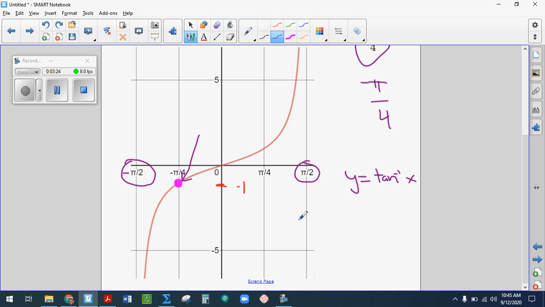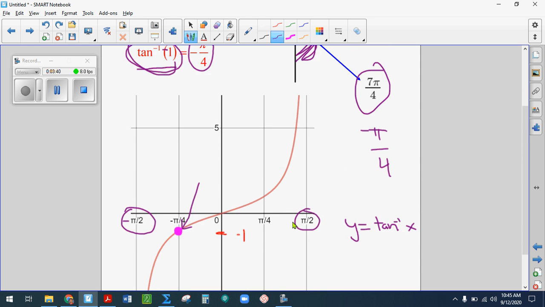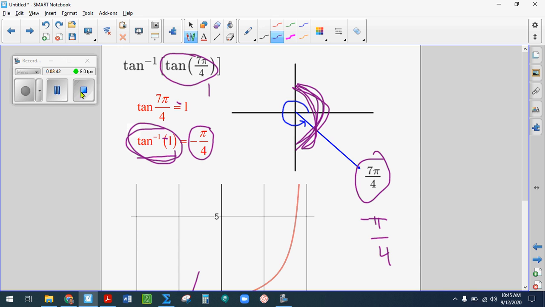I don't know why 3 pi over 4 even came up, unless you were thinking about cotangent. The cotangent graph does go from 0 to pi, and then your answer makes sense. You just made a mistake with remembering, what does the tangent graph look like? Where did we restrict it? So that's number 3.